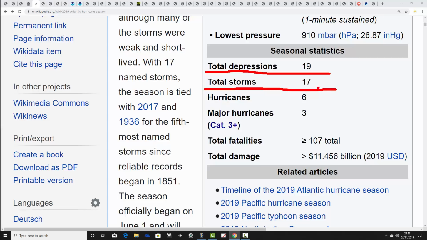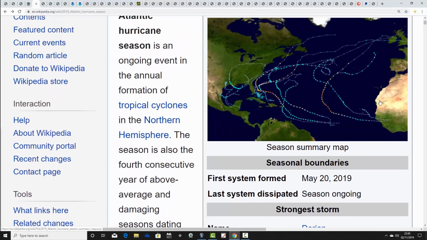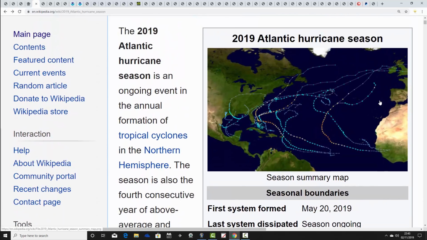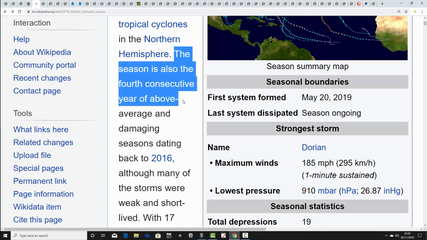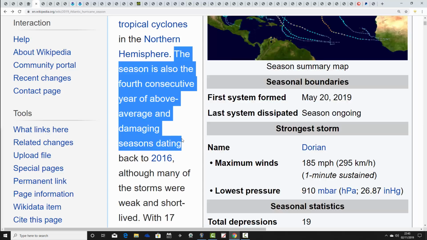Those are both up 1, I think, on last week. For hurricanes, we're standing at 6. That's unchanged on last week. And for major Category 3 or above hurricanes, we're standing at 3. And again, that is unchanged on last week. This is an above average season, as we explained in previous updates, so they confirm it here on the Wikipedia page. The season is also the 4th consecutive year of above average and damaging seasons, dating back to 2016.